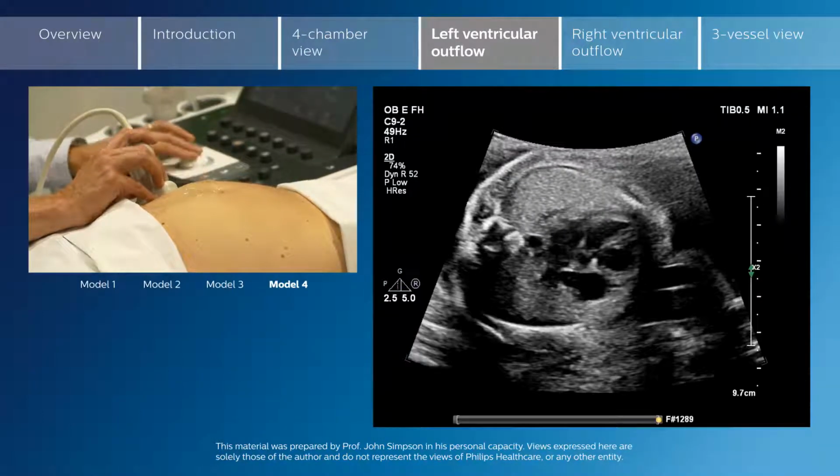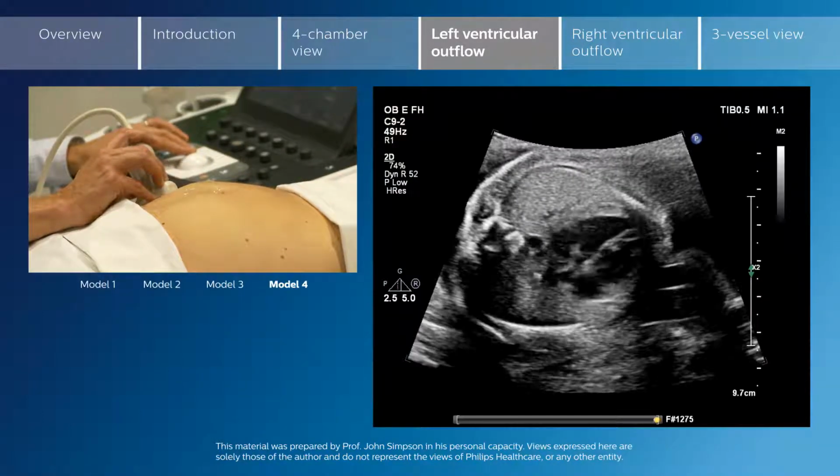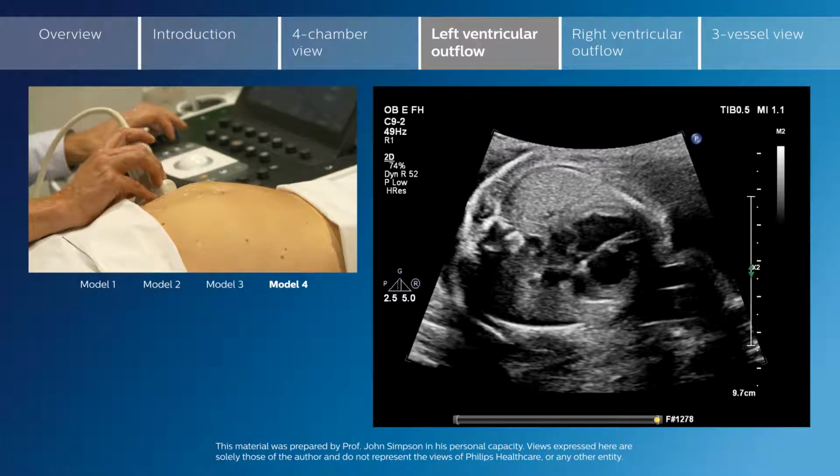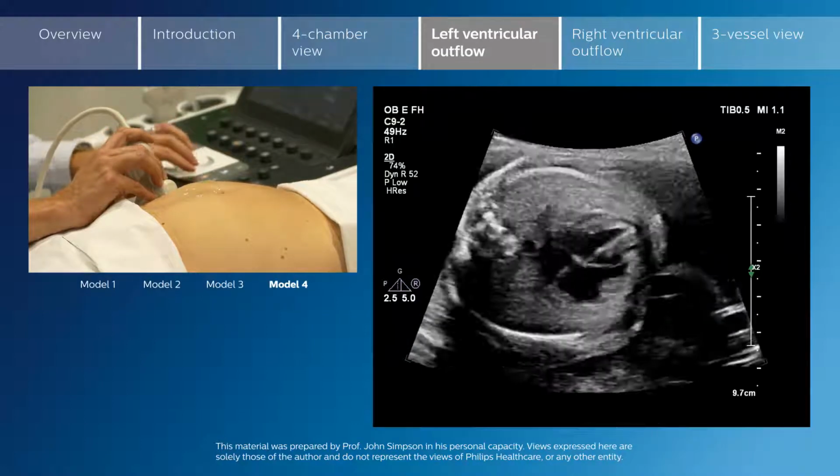I'll just freeze the image to make that point, that this line of the ventricular septum and anterior wall of the aorta should be one continuous line, so that the aorta is completely committed to the left ventricle.